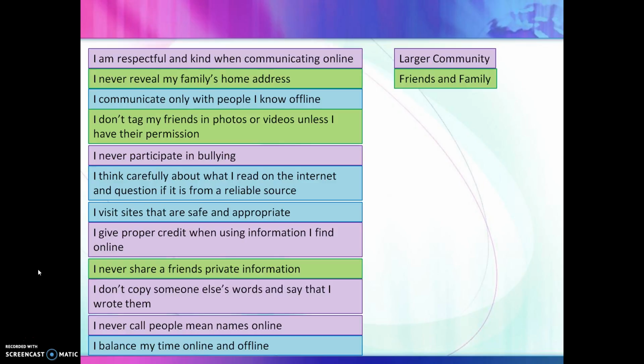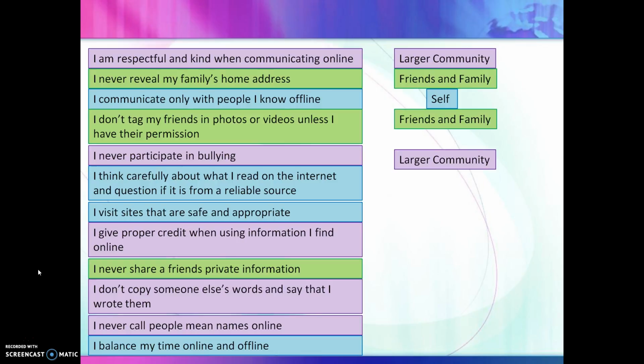I communicate only with people I know offline. Which one does this belong? This one belongs to yourself. I don't tag my friends in photos or videos unless I have their permission. Friends and family. I never participate in bullying. That one belongs to your larger community.